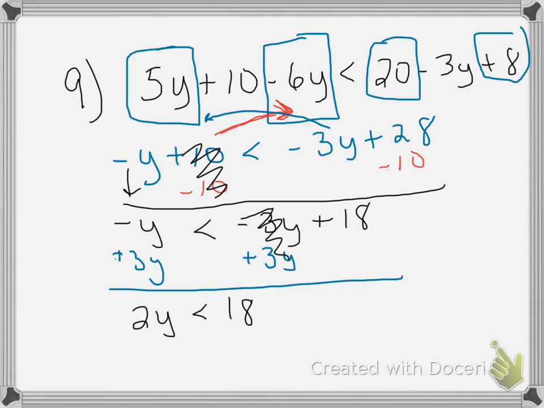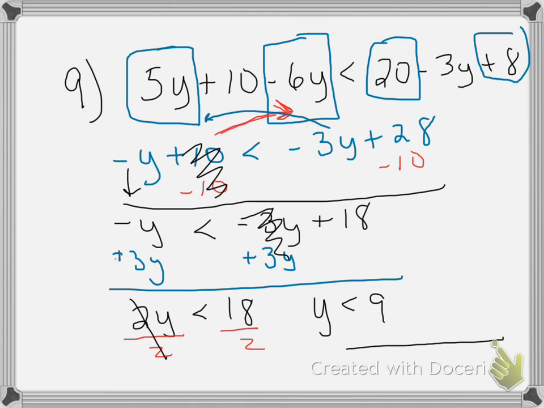And now I simply look at what's being done to y. It's being multiplied by 2. So the opposite of multiply by 2 is divide both sides by 2. Notice that I'm not multiplying or dividing by a negative, so everything stays the same. So my answer is y is less than 9. Remember, we're wanting a number less than 9, which could be 8, 7, 6, 5.5, 5.1236. I mean, it could be anything.